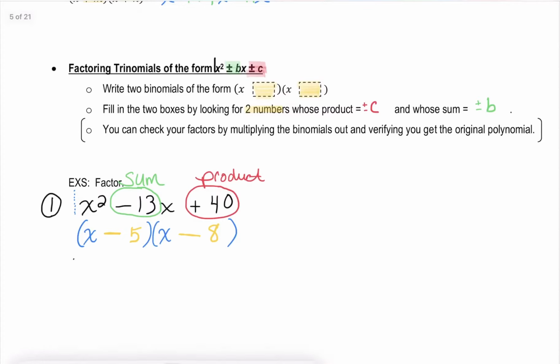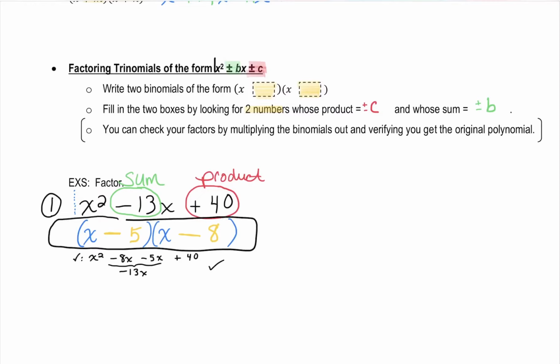Now, the beauty of factoring in this chapter is you can always check that you have the right answer by multiplying those out. And of course in this case, I get x squared minus 13x plus 40. Perfect. That means I have the correct factorization there. x minus 5, x minus 8. Or x minus 8, x minus 5, because the multiplication is commutative.